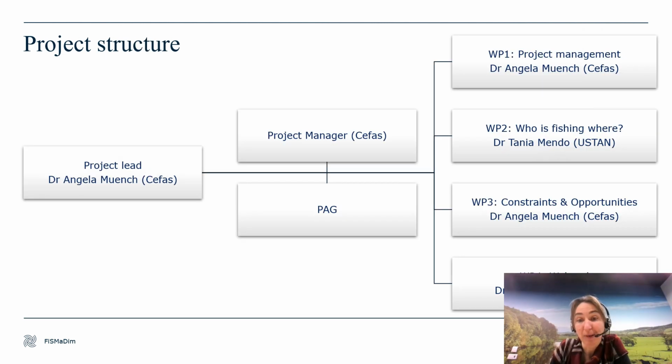This project is led by me. However, there are two main scientific components, work packages. One is work package 2, led by Tanja Mendo, who is fishing where, which is about developing methods on creating maps on fine-scale fishing locations. Work package 3 is led by me, which is trying to translate these fishing maps into sensitivity maps, checking and implementing displacement modeling, and defining constraints and opportunities for the fishing industry and offshore wind farms.